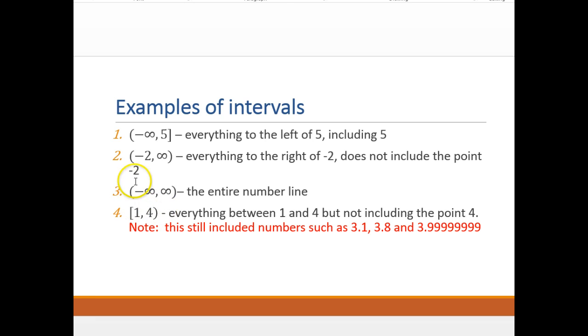If I have negative infinity to infinity, that simply means the entire number line. And I don't actually have to have infinity on one of these ends. I could have an example, close parentheses, a bracket, 1, comma 4. That means everything between 1 and 4, but it doesn't include 4. However, it includes everything up to 4, so 3.1, 3.8, 3.99999, etc. It does not just count the integers, it counts all the decimals, the rationals, irrationals as well.